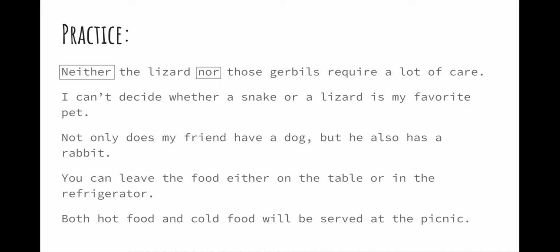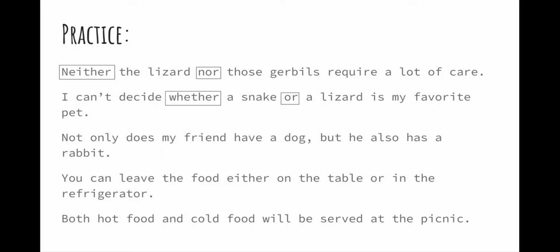Let's look at the second one. I can't decide whether a snake or a lizard is my favorite pet. So can you find the conjunctions in that sentence? Hopefully you said whether and or.